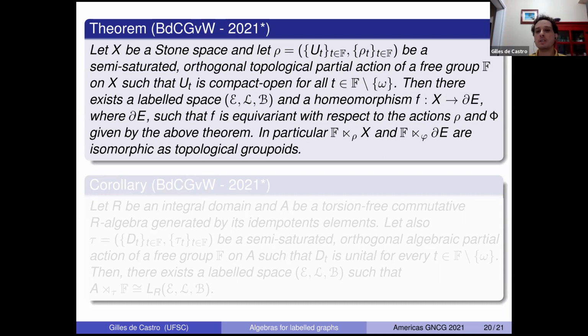Then we can model this partial action with a labeled space. There is a labeled space and a homeomorphism between X and the boundary path space that we found before, in such a way that this homeomorphism is equivariant with respect to the partial actions. And so we get that the transformation groupoids are the same. And I'm working on trying to remove this compactness condition here. We only consider clopen sets, and then when we consider clopen sets, we get this generalized Boolean dynamical system.